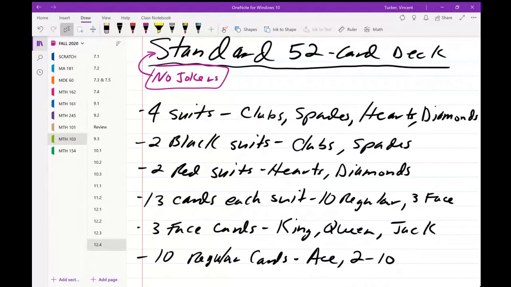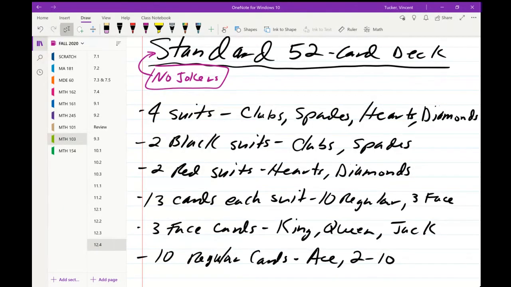All right, so your standard 52 card deck. We use the word standard to let you know that there are no jokers in the deck. So there are four suits. We have clubs, spades, hearts, diamonds. Two black suits, in other words, all their cards are black, clubs and spades, and then the two red suits, hearts and diamonds.